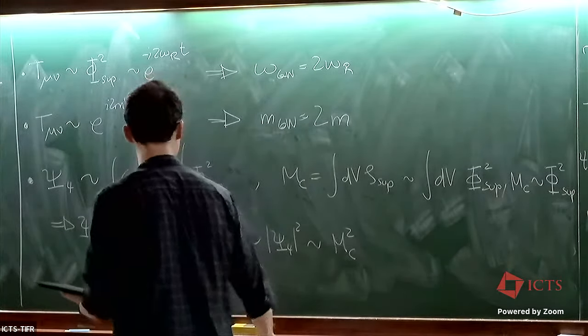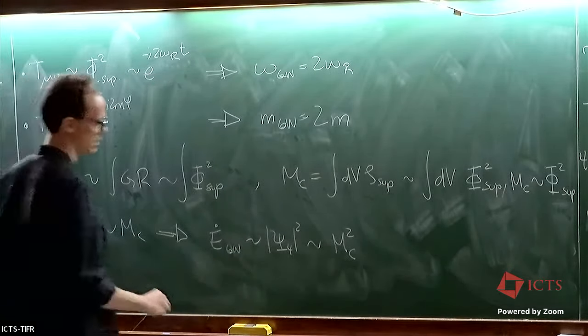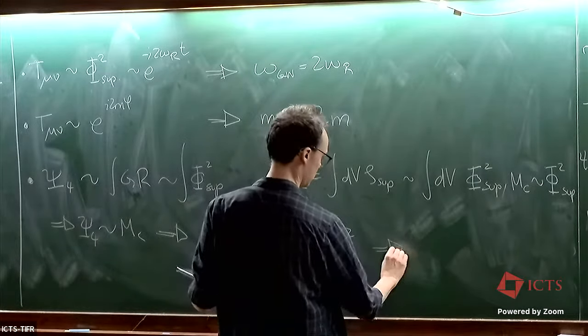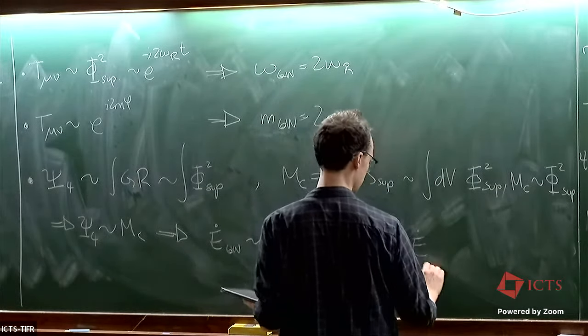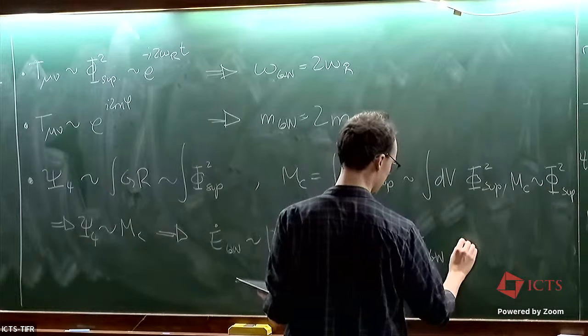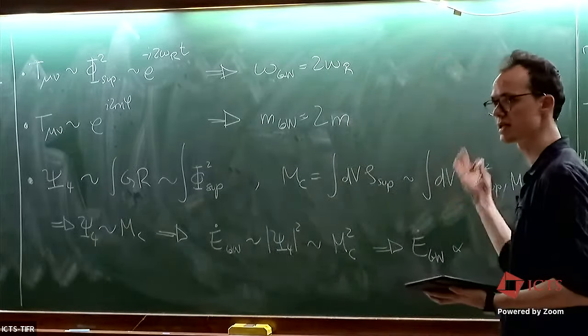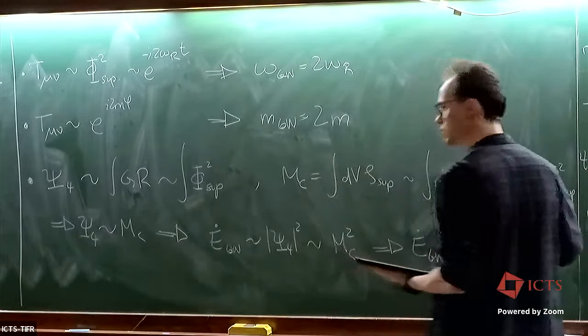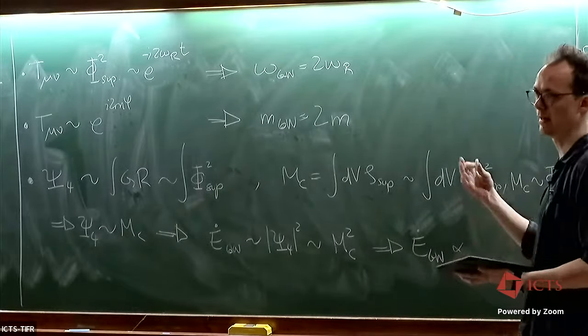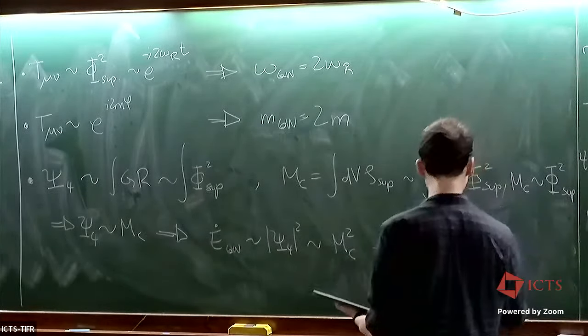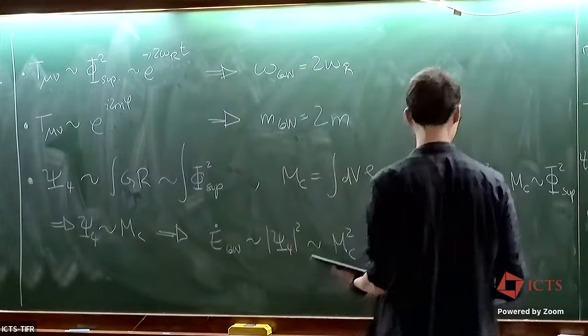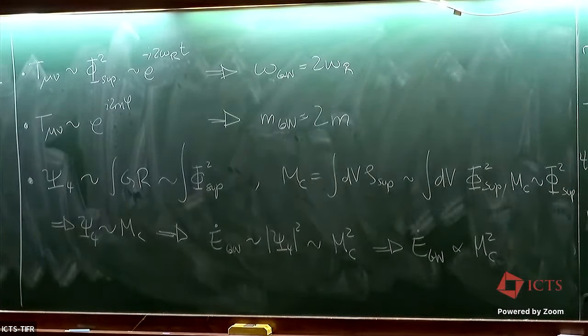And so basically what this implies is that the gravitational wave energy flux, so the energy emitted by the oscillation of the superradiance cloud, is some function of the spin and the alpha, etc., but it's also proportional to the mass of the cloud squared.